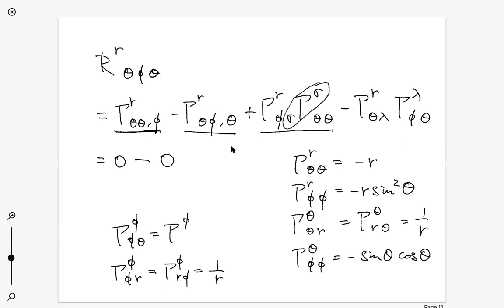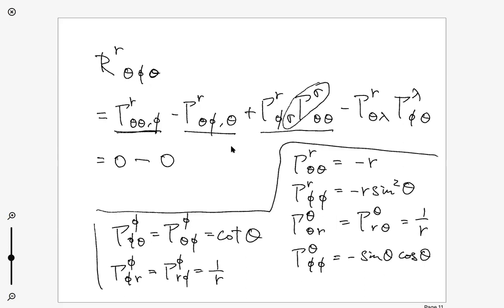Okay. Cotangent theta. Okay. These are all the non-zero components of the Christoffel symbol. So now let's look at the term again. Is there any nice property that we can make use of? Given all these non-zero components, the whole thing becomes zero.